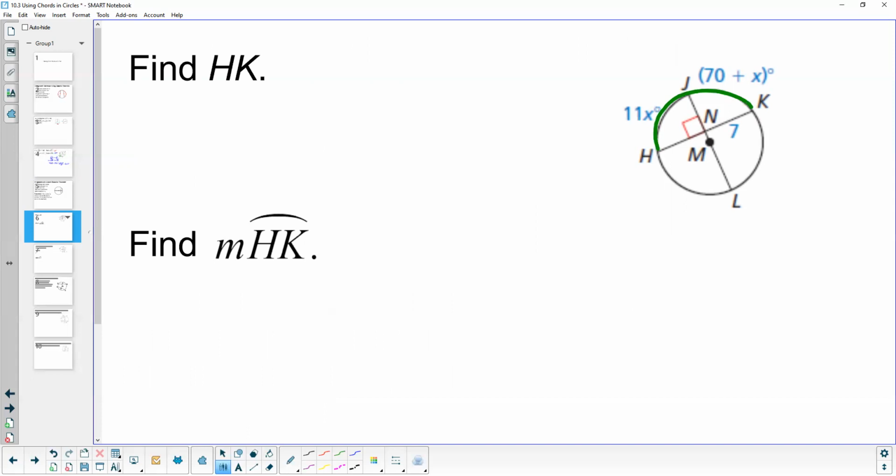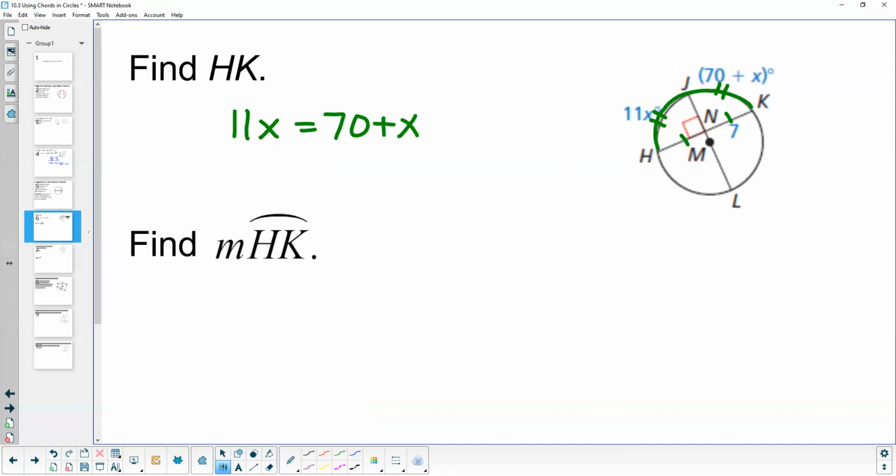Because we have our diameter JL and it's perpendicular to that chord HK, we can use that idea to say that if this NK is 7, it's going to be the same as this. And by that same theorem, we know that those arcs are going to be the same. So to figure out what HK is, the whole thing, we can just set 11x equal to 70 plus x, and we can solve for x and then add those two together.